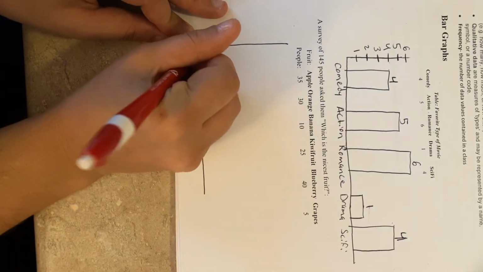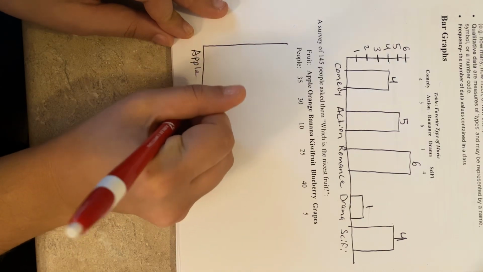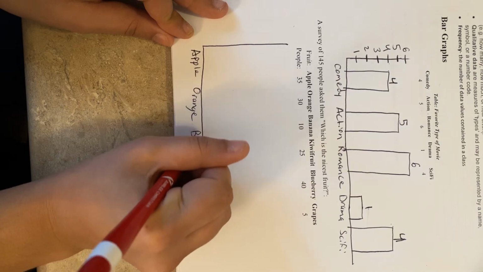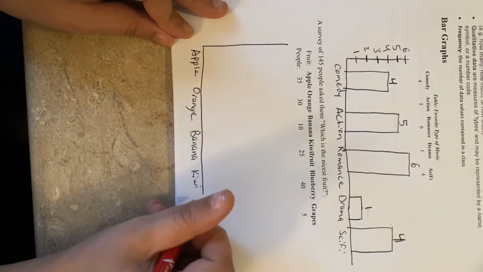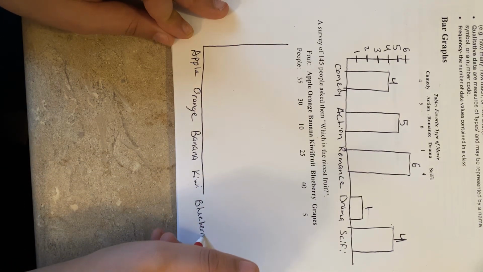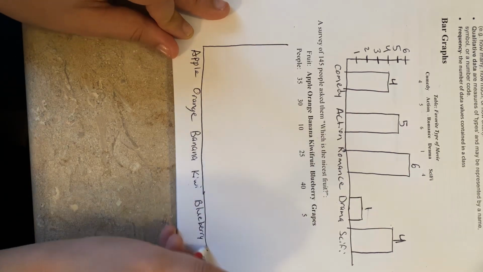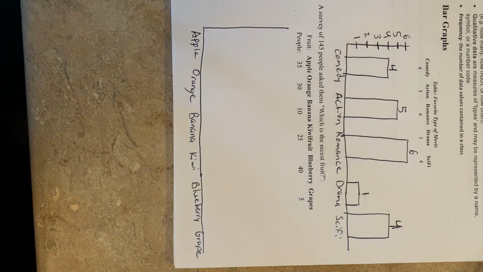And so we got apple, orange, banana, kiwi, blueberry, and grape. Okay, and notice that my smallest number is 5 and my largest number is 40. So I'm not going to want to go in increments of 1 for this, okay?